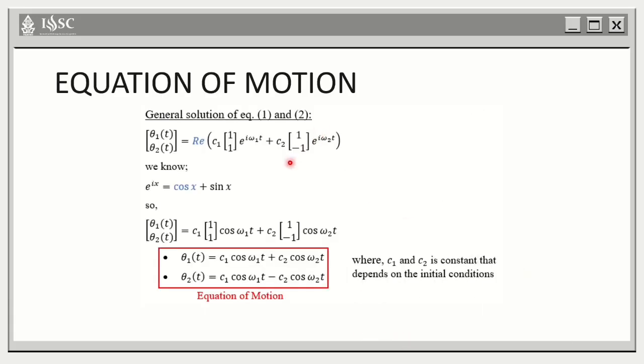Okay, finally, after we have the eigenvalues and the eigenvectors, we can solve the general solution, which is this. As we know, the exponential of i times x is equal to cosine x plus i sine x. So in this general solution, we just need the real part of the complex components here. So at the end, we'll have the general solution of the equation of motion here. So there are two general solutions of the equation of motion for θ1 and θ2, where C1 and C2 are constants that depend on the initial conditions.